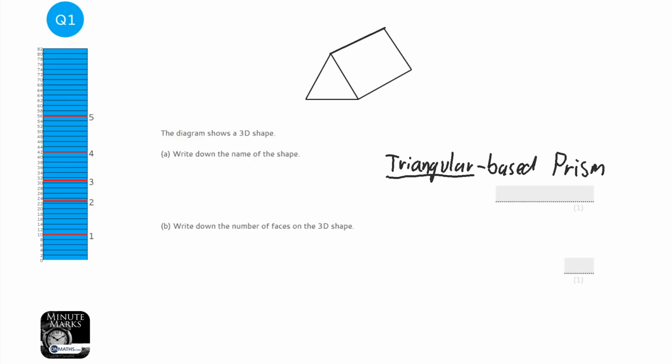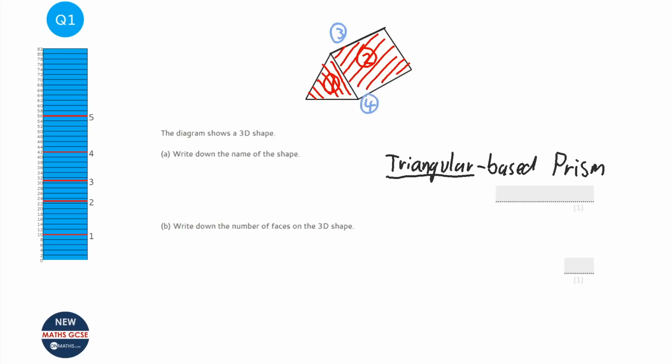It says write down the number of faces. The face we can see here is a triangle, so that's one. Then we've got one along here, which is a rectangle. So we've got two that we can see, but there is also going to be a third one round here, which is also going to be a rectangle, a fourth one at the bottom, which is going to be a rectangle, and then a fifth one round the back, which is going to be a triangle, just like number one. So in total there are 5 faces.